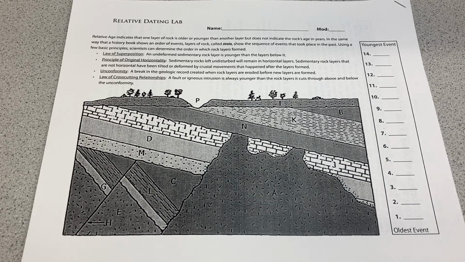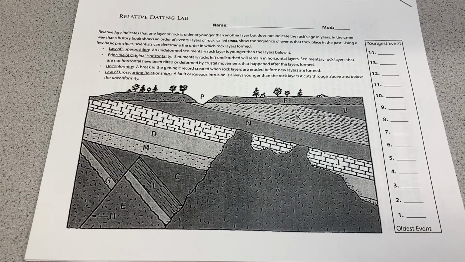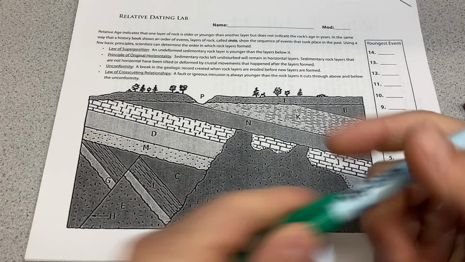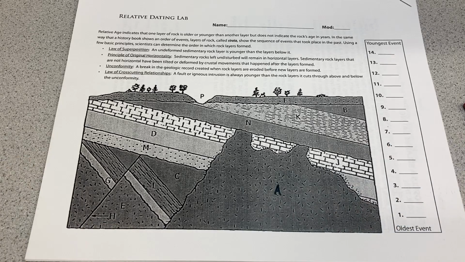So let's work through and see if we can figure out which one goes where. We're going to start at the bottom with the oldest thing here. It's a little hard to see some of these, so I'll try and draw them in a little darker for you. There we go. This is layer A down here. A little easier to see. Turn a couple of lights down. So who can tell me what's going to go first?